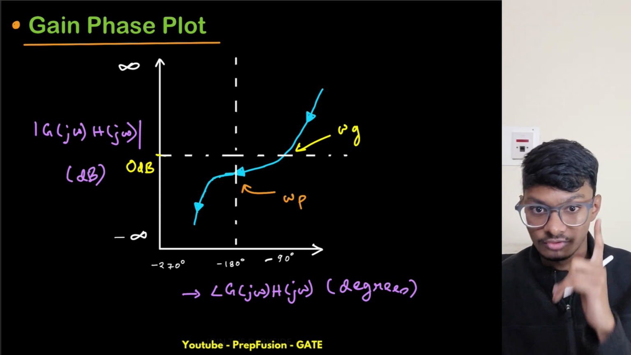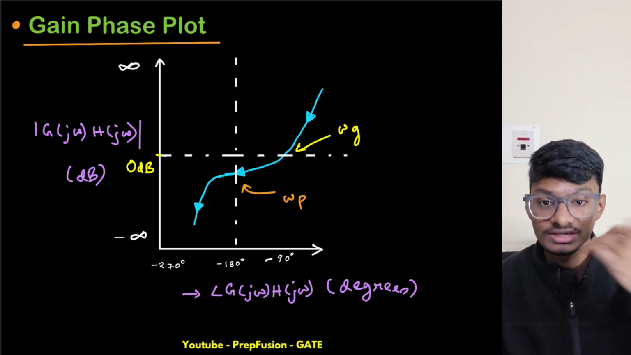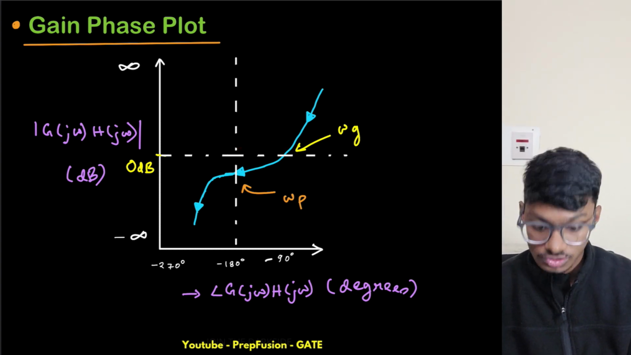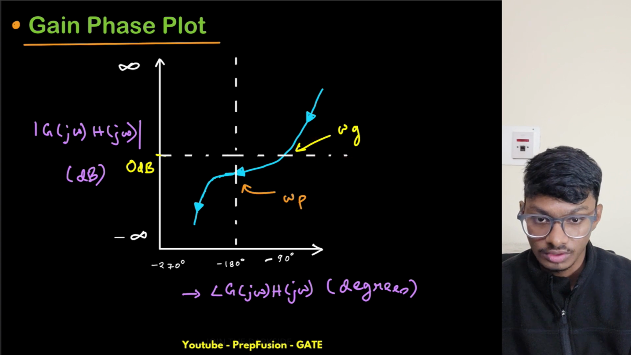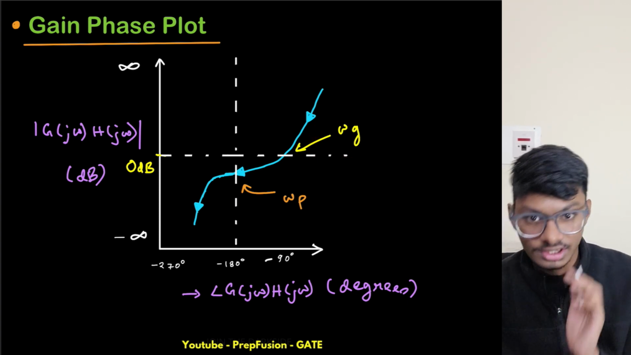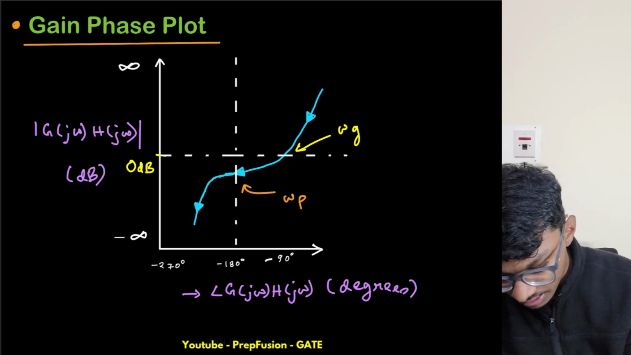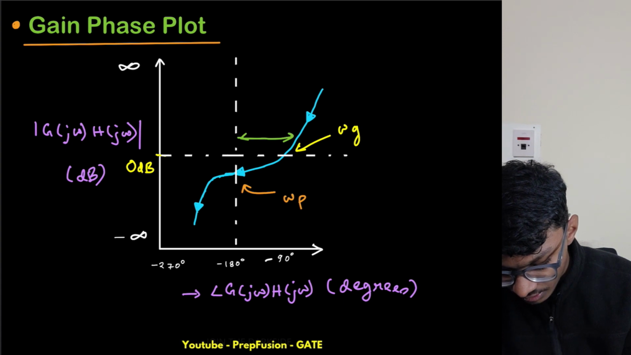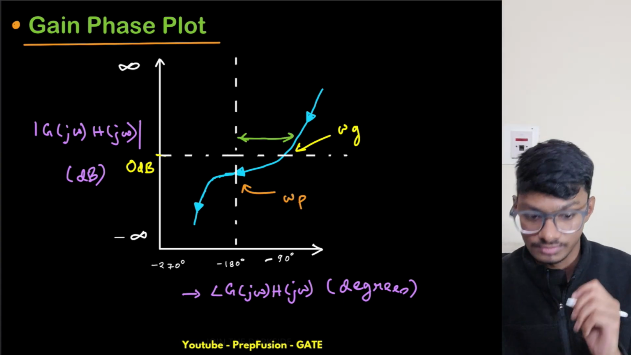Remember the definition of phase margin: how much phase lag you need to add to take it to minus 180 degrees, so that your gain is 1 and your phase is minus 180 degrees. It cuts the negative real axis, the critical point. So this is the amount of phase margin that I need to provide, and this is a positive phase margin.